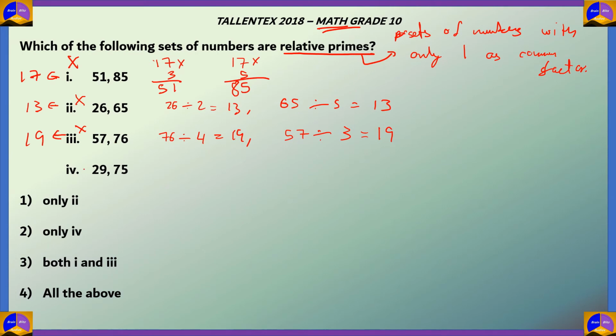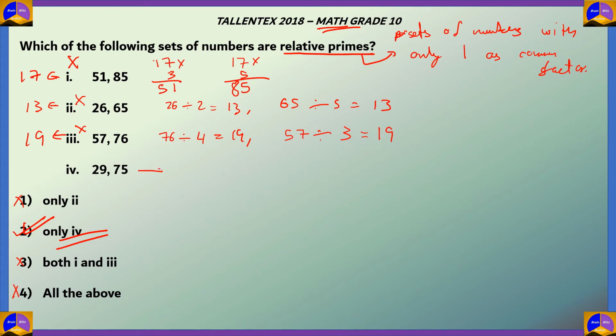Now, what about set 4? Well, before looking at 4, let's look at our options. Only 2 is incorrect because 2 is not a relative prime. Both sets 1 and 3 are incorrect because 1 and 3 are not relative primes. All of the above is also incorrect because 1, 2, and 3 are not relative primes. So that leaves only one option correct. That means option 2, which says that only the fourth set is a relative prime.